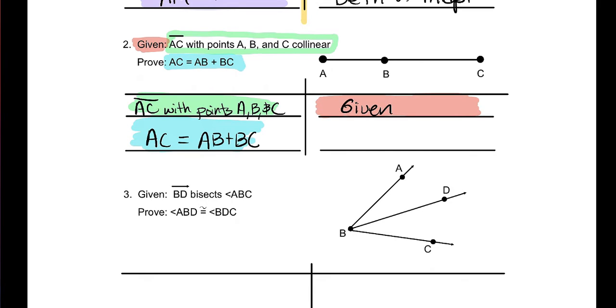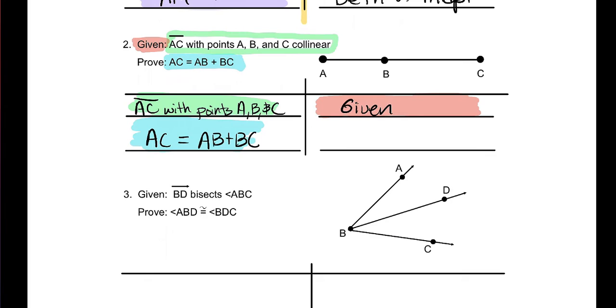In this statement, these are lengths, and that's why they don't have a segment bar over the top. AC represents the measurement of segment AC, AB is the measurement of segment AB, and BC is the measurement of segment BC. So the proper notation for this is that they do not have bars over them. Looking at the picture and at our given, we have a segment with points A, B, and C on it, and the length of AC is equal to the length of AB plus the length of BC.